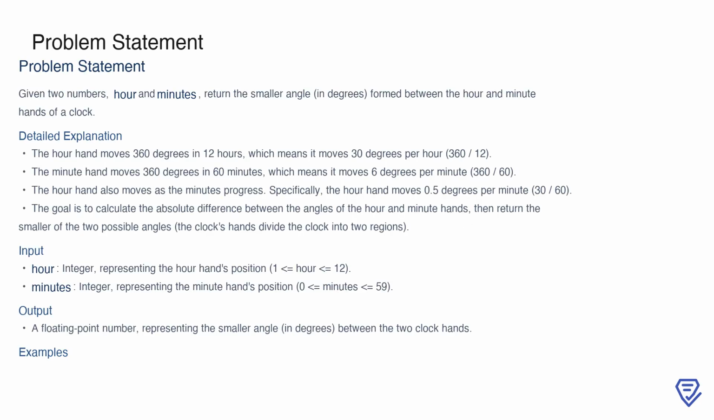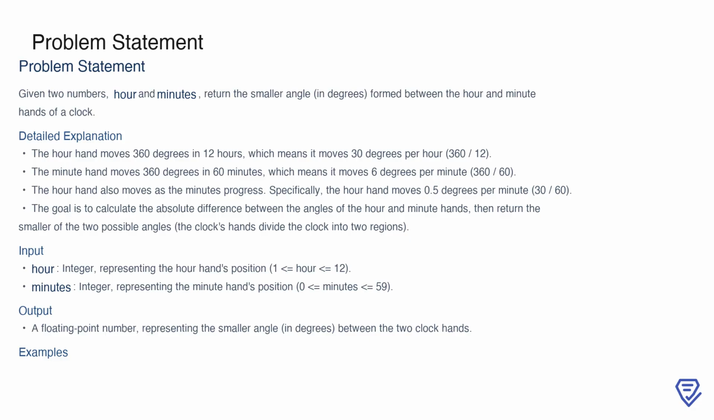In this problem, we're tasked with finding the smaller angle, in degrees, formed between the hour and minute hands of a clock. First, let's break this down. The hour hand completes a full 360-degree rotation in 12 hours, which means it moves 30 degrees per hour. Similarly, the minute hand completes a full rotation in just 60 minutes, so it moves 6 degrees per minute. Importantly, as the minutes progress, the hour hand doesn't stay fixed, it moves slightly as well. Specifically, it moves 0.5 degrees for each minute that passes.